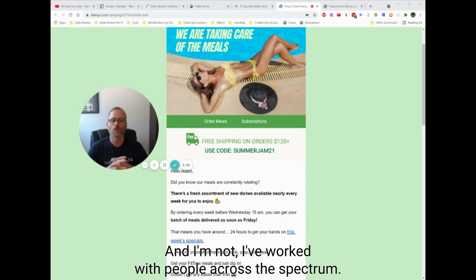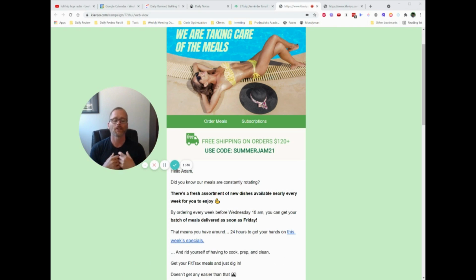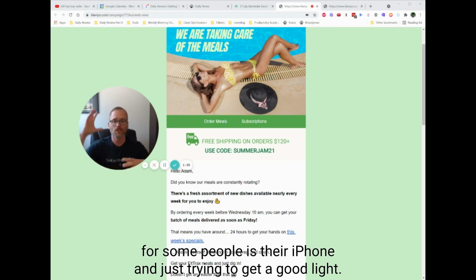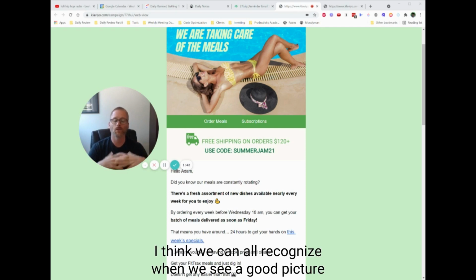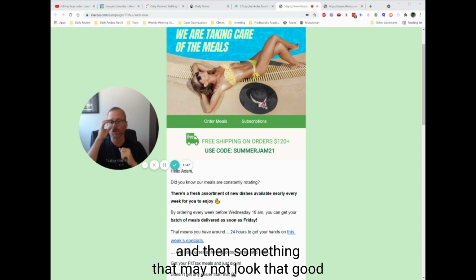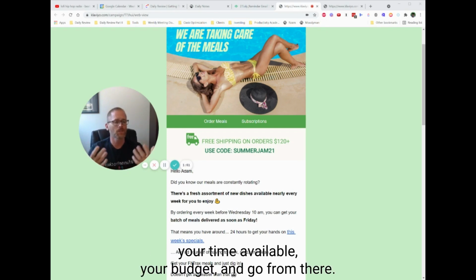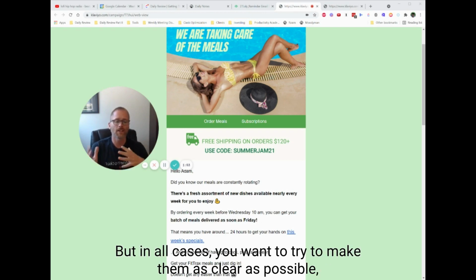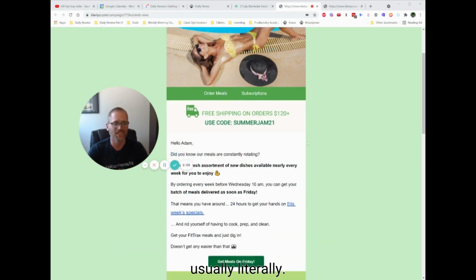Okay, and I've worked with people across the spectrum. Some people have professional photographers come in. For some people, it's their iPhone and just trying to get good light. And it doesn't matter so long as the results are good. I think we can all recognize when we see a good picture and something that may not look that good. You just do the best you can for where your brand's at, your time available, your budget, and go from there. But in all cases, you want to try to make them as clear as possible. Make sure that your products or subjects are being portrayed in a good light, usually literally.